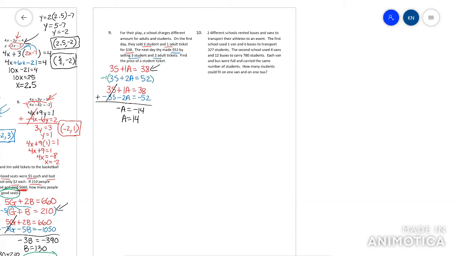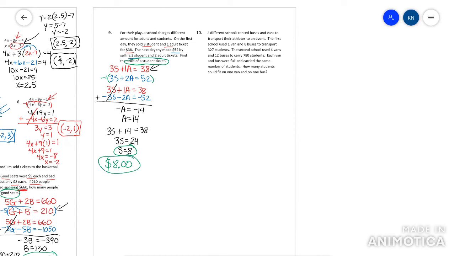I'm just going to use this top one. So it'd be 3s plus 1a, which is just 14, equals 38. Subtract 14. Divide by 3. So now I have my answers. And they said, find the price of a student ticket. Student ticket was 8, so my answer would be $8.